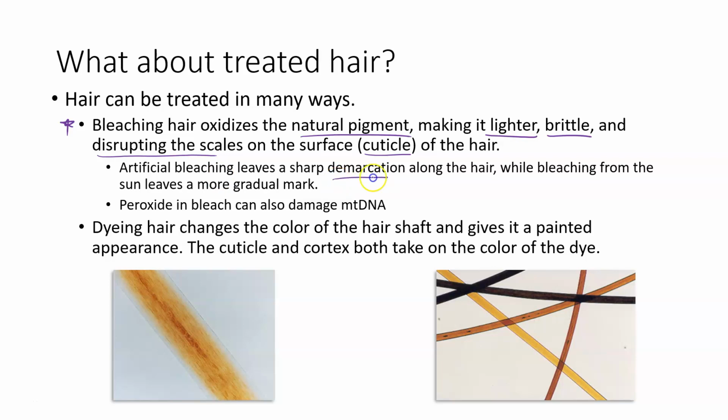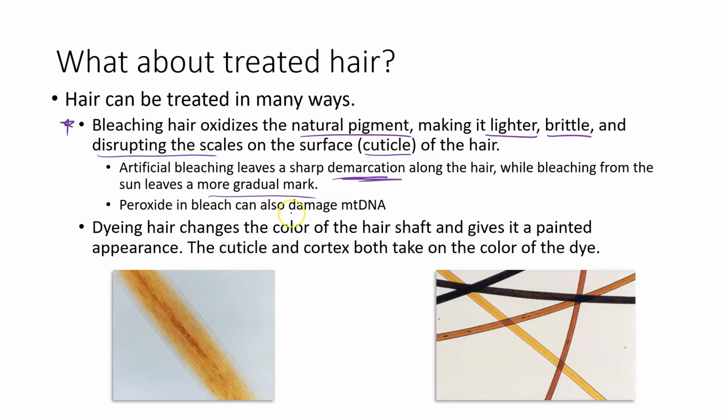Artificial bleaching leaves a sharp demarcation along the hair, while bleaching from the sun leaves a more gradual mark. The sun does bleach hair. If you spend a lot of time in the sun, it can lighten your hair. You probably know that. Artificial bleaching leaves a really sharp demarcation, which you can see when you look at an artificially bleached hair under a microscope. You'll see that the outside appears to be essentially transparent or translucent, more so than on a non-bleached hair. That's what we call this demarcation, which is indicative of artificial bleaching.